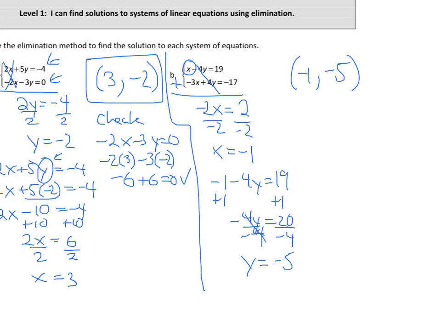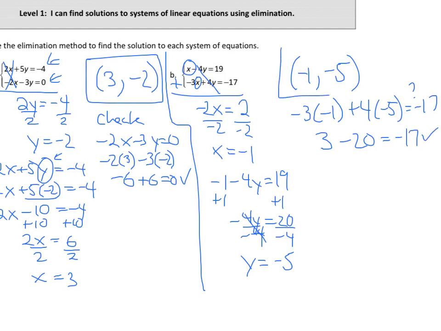And then we're going to check the answer. I'm going to use the second equation to check it. Negative 3 times negative 1, so I plugged negative 1 in for the x, and then plus 4, and then for y, I plug in negative 5. And I hope I get negative 17. So this gives us positive 3 minus 20, which does equal negative 17. So it worked. So the point negative 1, comma, negative 5 is the xy pair that works for both equations.